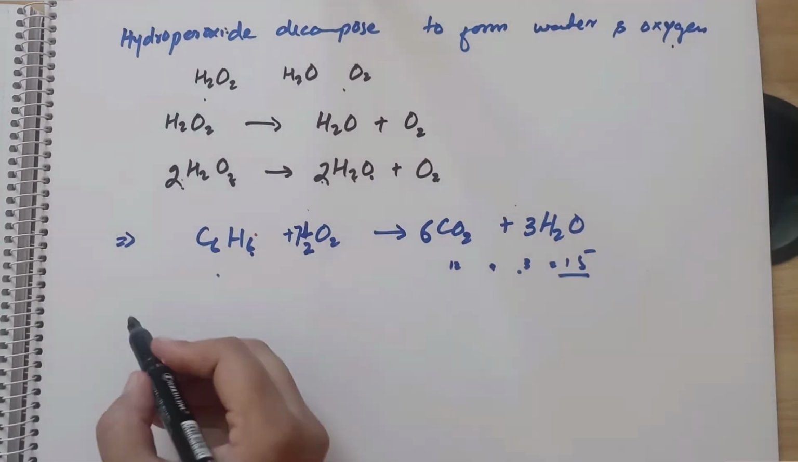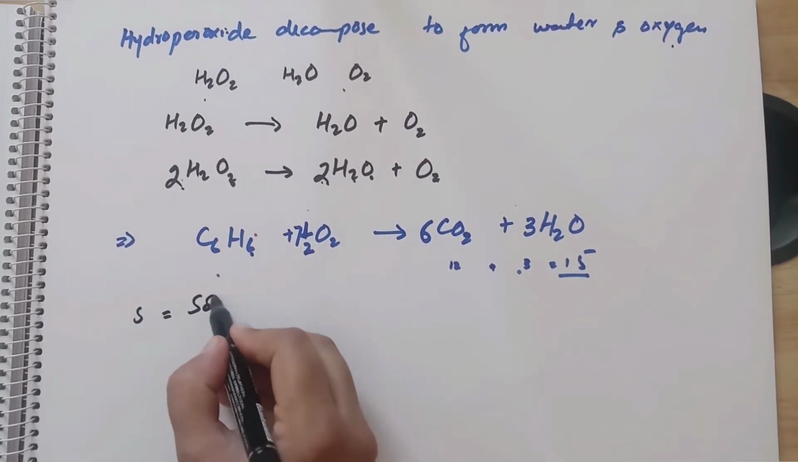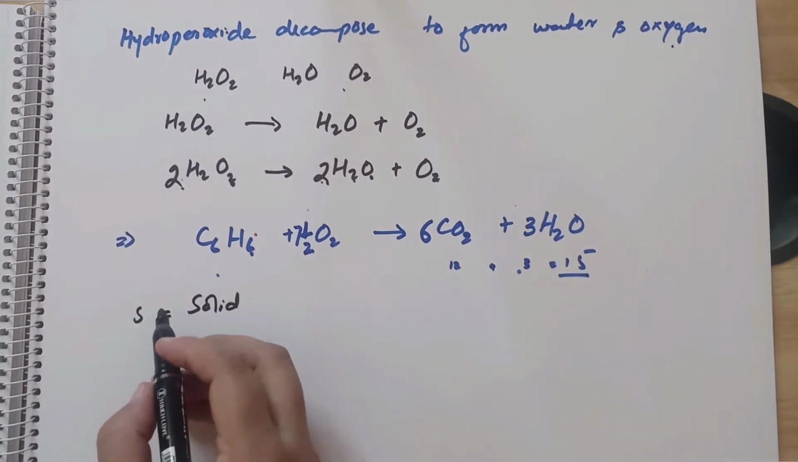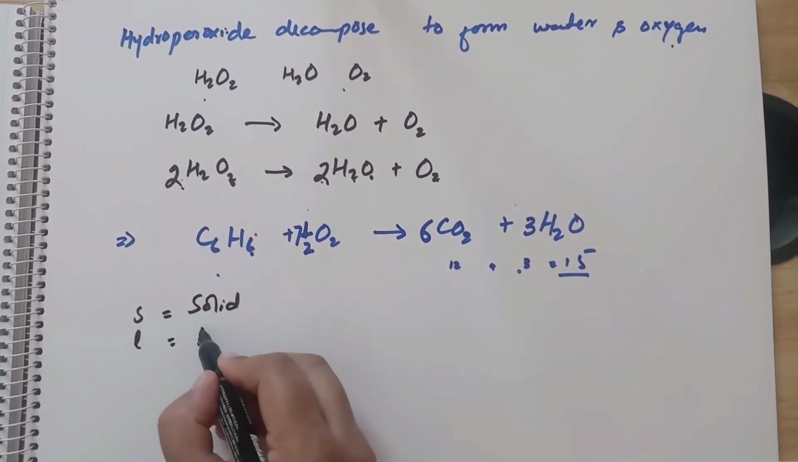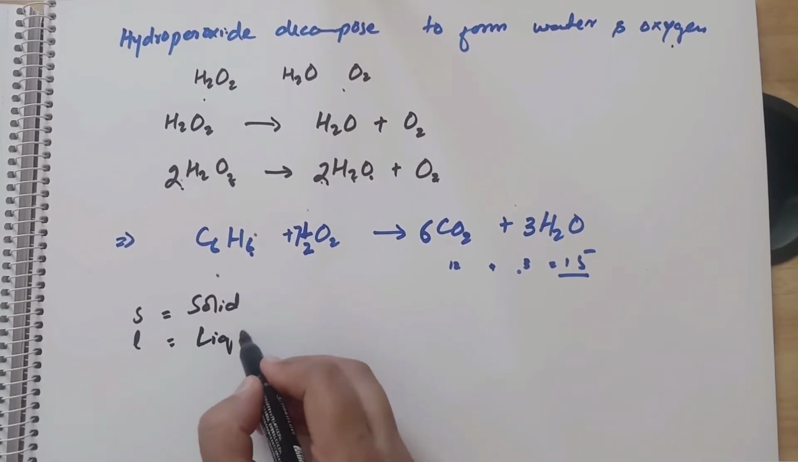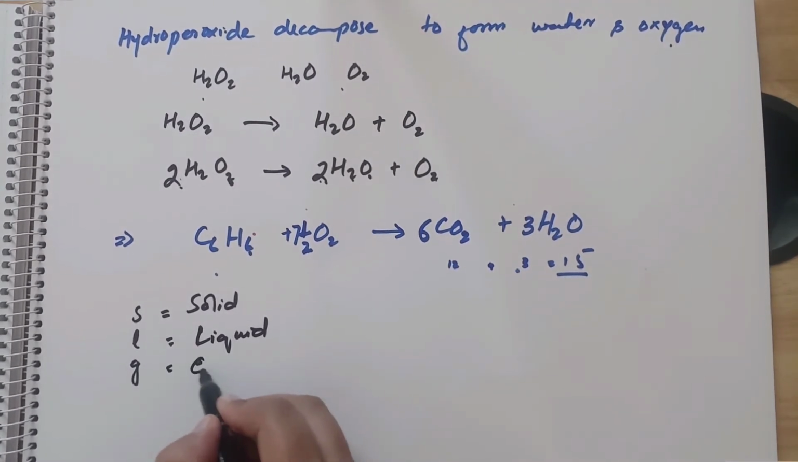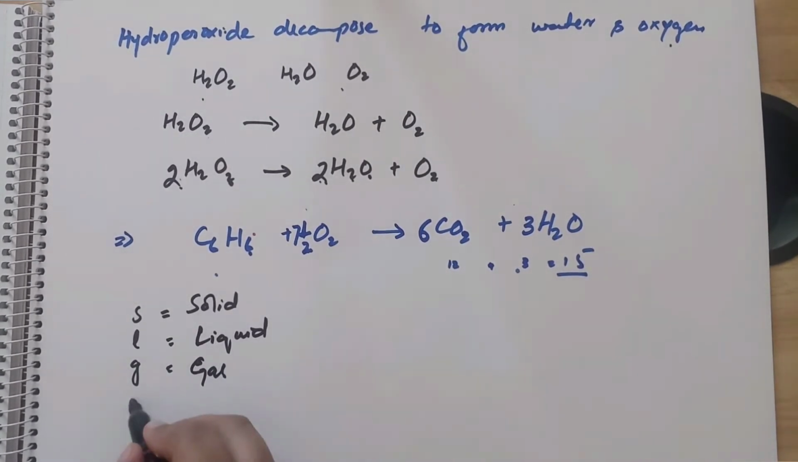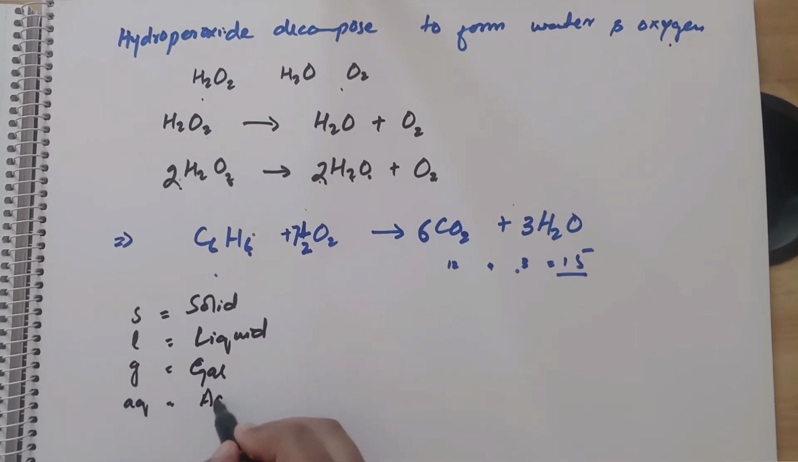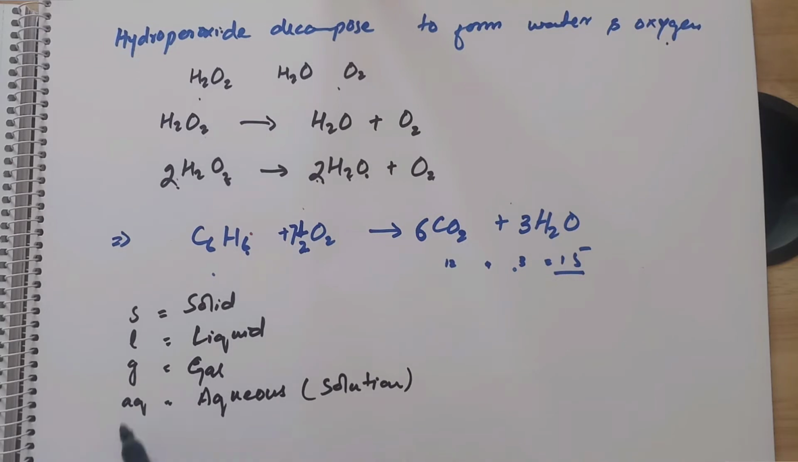For example, for solid, we write the state symbol small s. For liquid, we write the small state symbol, small l. For gas, we write the small g. And aq for aqueous solution. Aqueous solution is anything which is dissolved in water, they make the aqueous solution. So we write the state symbol aq.